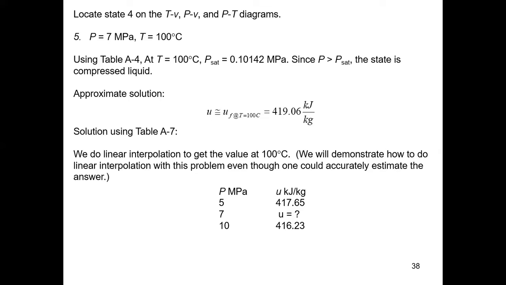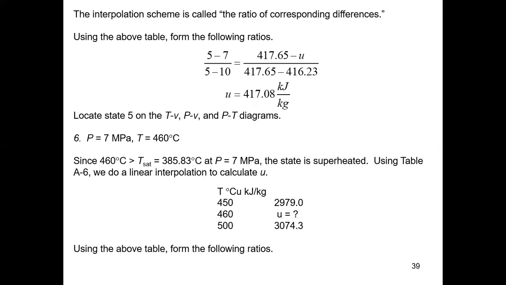So once we know the U values, we can do linear interpolation. We know at 5 megapascal pressure, the specific internal energy is 417.65, and at 10 megapascal, U is 416.23. Now our pressure is 7, somewhere between 5 and 10, so we can do linear interpolation, and U works out to 417.08.